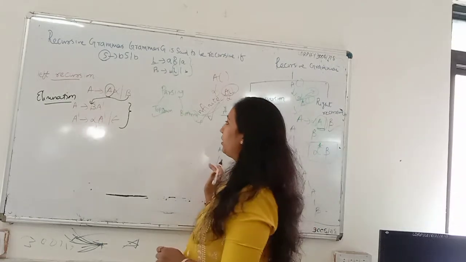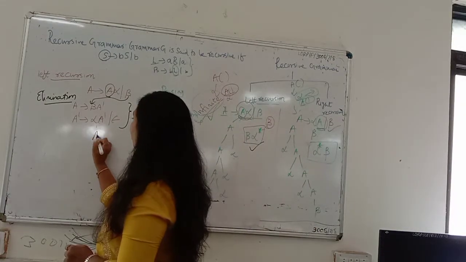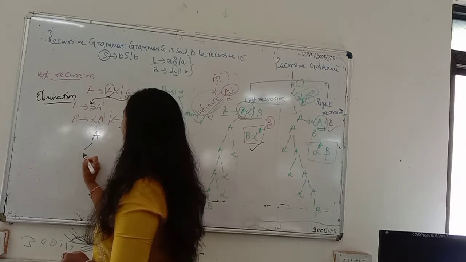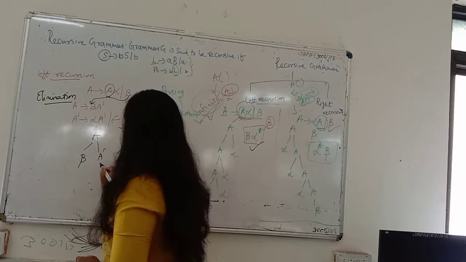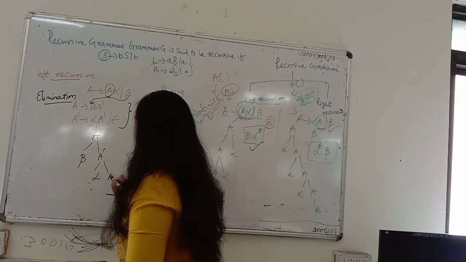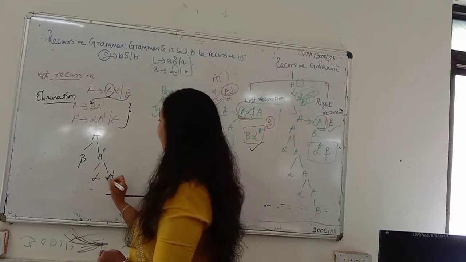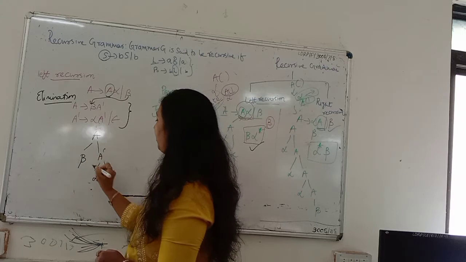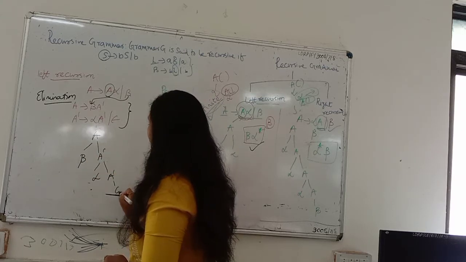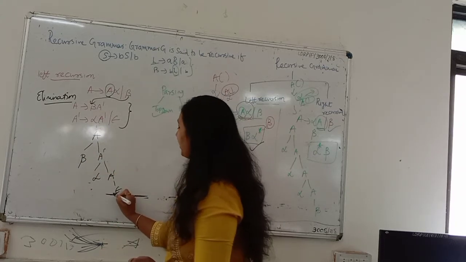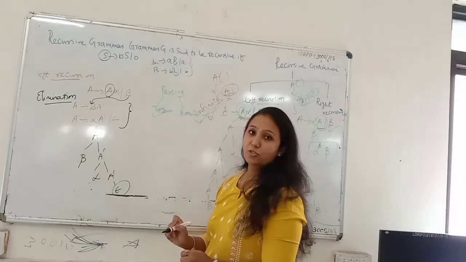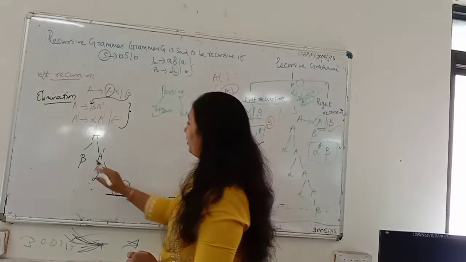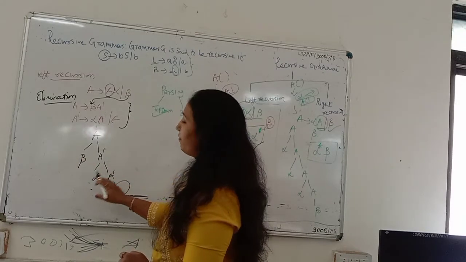Now if I want to make a tree, the tree would be beta, A dash, and A dash → alpha A dash. If I want only one single beta alpha, then in the next expansion this A dash will tend to null. In this way we can generate beta alpha star.